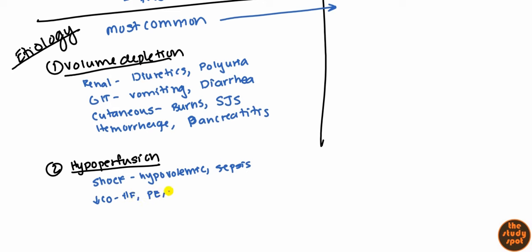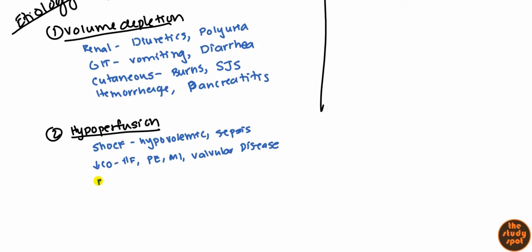Decreased cardiac output, such as heart failure, pulmonary embolism, myocardial infarctions, and valvular disease, can also cause hypoperfusion of the kidneys. And renal artery stenosis is also another one. In this case, you don't have hypoperfusion of the entire body. It's only hypoperfusion of the kidneys, and the kidney doesn't know better. It just thinks that the whole body's in trouble, so it'll start doing that.